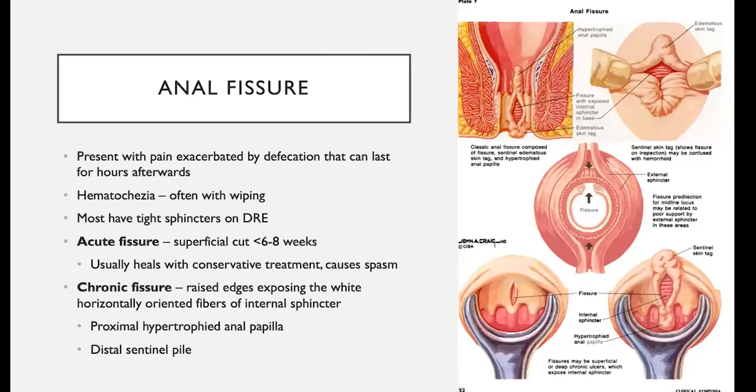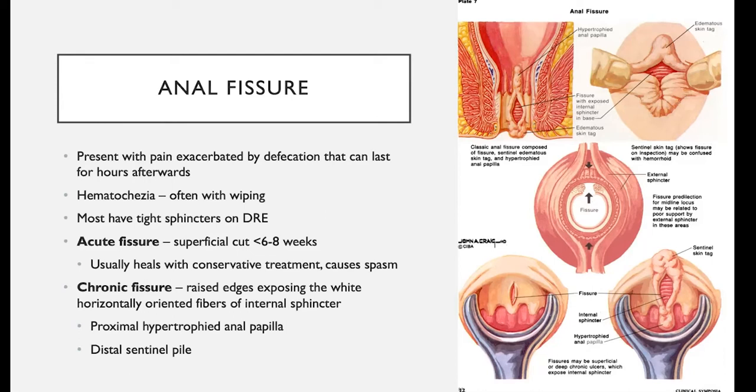Patients typically present with pain that is exacerbated by defecation and can last for hours afterward. A lot of times the pain is from sphincter spasm, and often it can worsen constipation because patients don't even want to attempt defecation. It can also be hematochezia. A lot of times patients will say that they have blood on the tissue paper after they wipe. And then a lot of times the patients will have a tight sphincter on digital rectal exam, which goes into the pathophysiology of anal fissures.